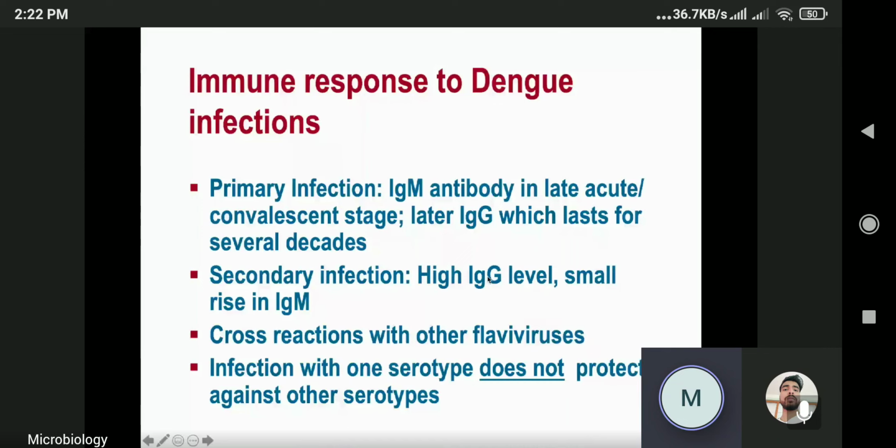Okay. If another serotype is encountered in our body, then there is a maximum chance of having grade 4 or the dengue hemorrhagic fever condition. Okay. This one is very important to understand.